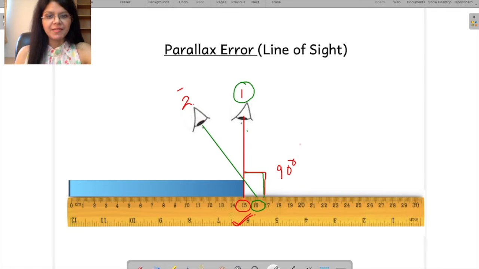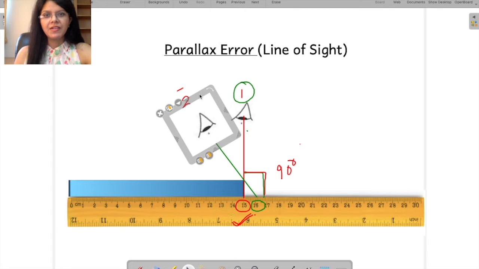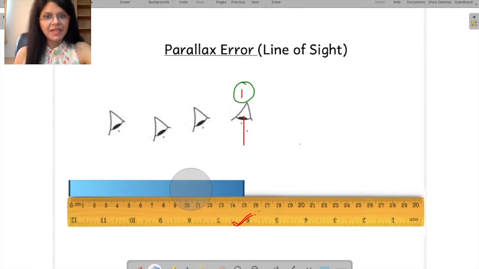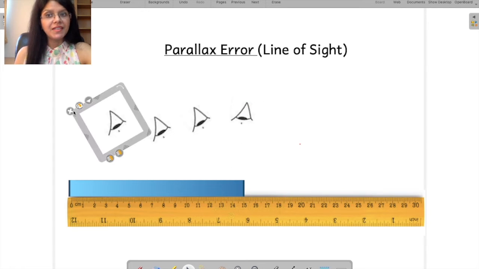Your eyes can be anywhere around the ruler. Your eye can be at location 2, or somewhere here, or anywhere, right? But which is the correct position for the eye to take the reading? When the line of sight creates a 90-degree angle with the ruler, then you'll get the correct reading. So don't be lazy when you're performing the experiment. You'll have to move your head around to note down the correct readings. Otherwise, your readings will be wrong.